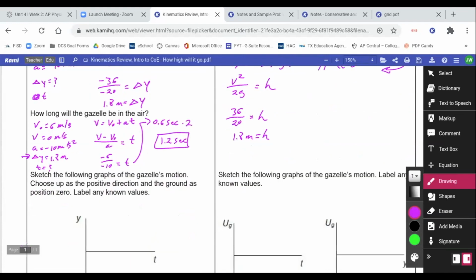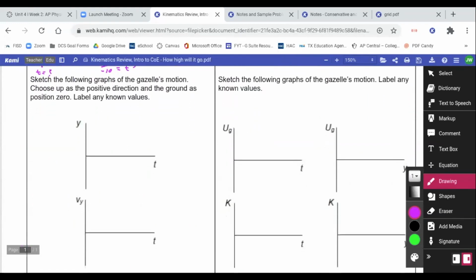Now let's look at the graphs right below the problems. It asks us to sketch the following graphs of the gazelle's motion, choose up as the positive direction, ground as the position 0, label any known units. Fantastic. At time point 0, as far as the y, our gazelle was on the ground. Over time, he went up, and then he came back down.